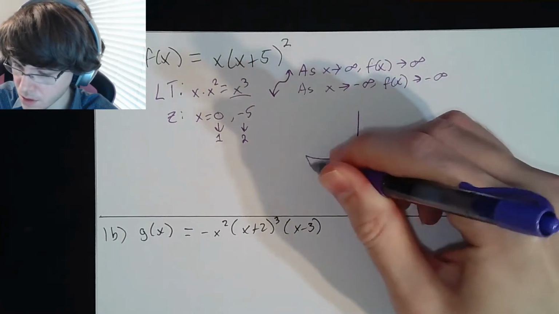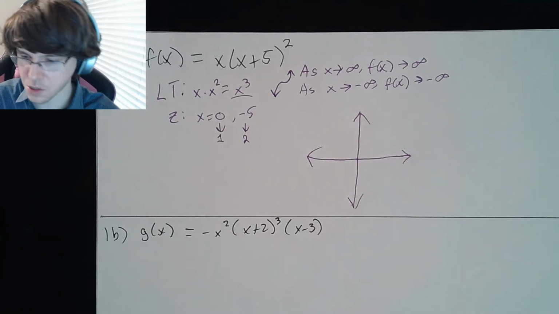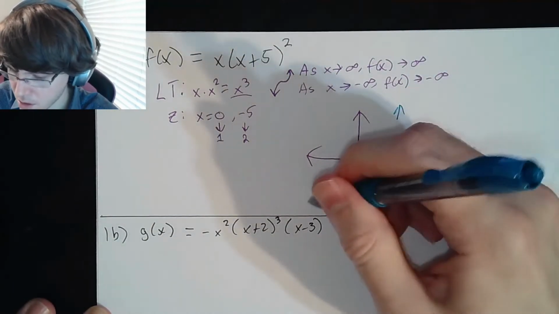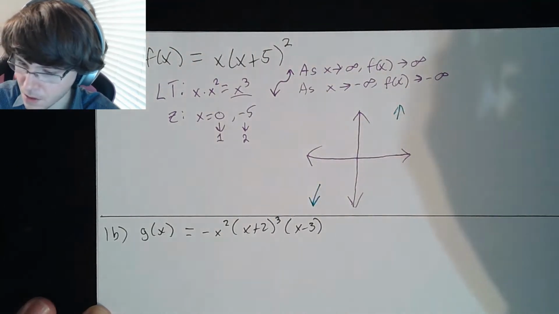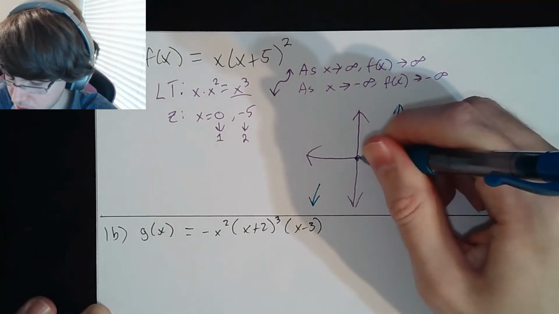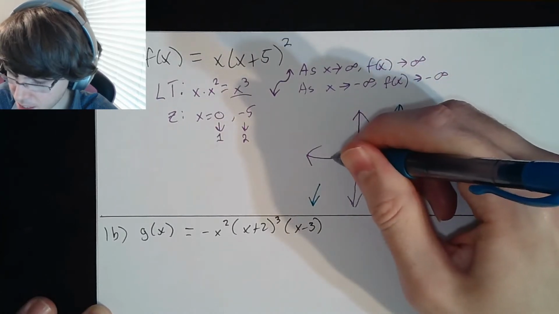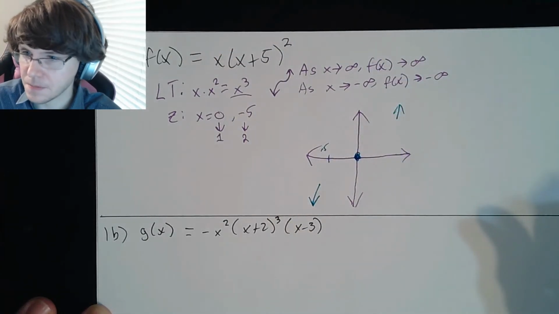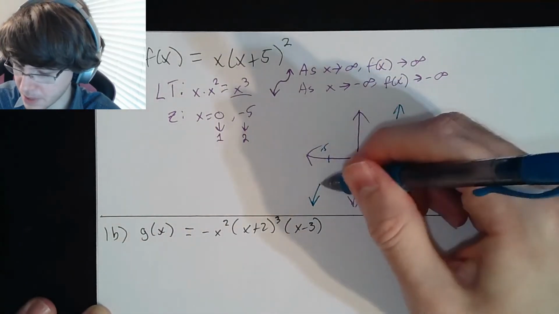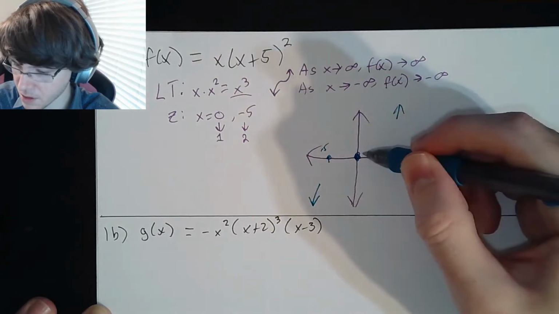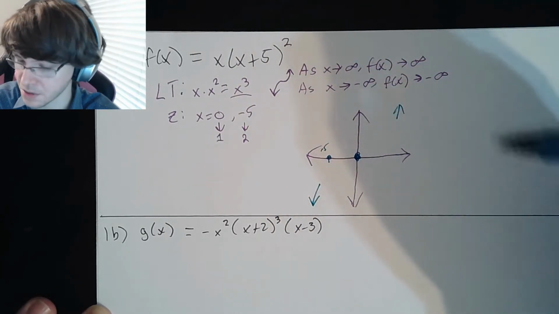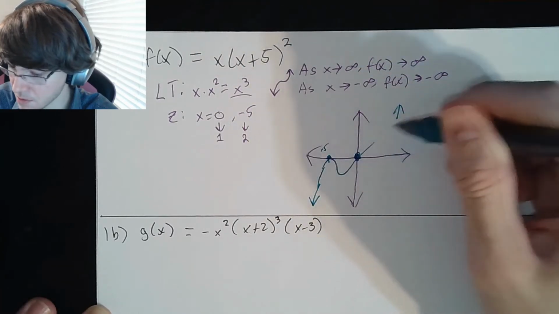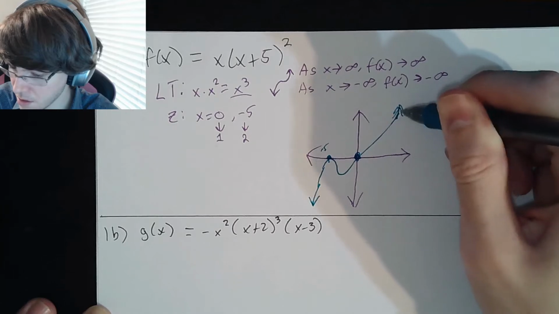So here we go, and I will switch colors for the actual graph itself. We are going up over here and down over here. We got zeros at 0 and at -5 here, so that's -5. And at -5, we are going to bounce off the axis here, and we're going to cut straight through the axis at 0. So we're going to bounce off of this one and cut right through, and there we go.